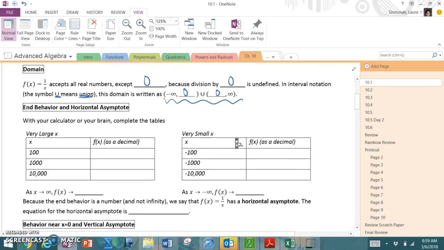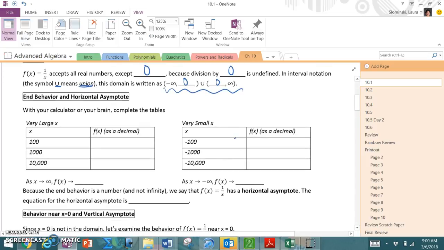Now we're going to start talking about end behavior at a horizontal asymptote, so you can pause this now if you want, but with your calculator or with your brain, we're going to fill in, and again we're still dealing with 1 over x. We're going to look at what happens as x gets larger and larger. If I do 1 divided by 100, so plug 100 in for x, I get 0.01. If I do 1 divided by 1,000, I get 0.001. And 1 divided by 10,000, I get 0.0001. Hopefully you're noticing that the larger x gets, f of x is getting closer and closer to 0. So as x goes to infinity, as it keeps getting bigger and bigger, f of x is approaching 0.